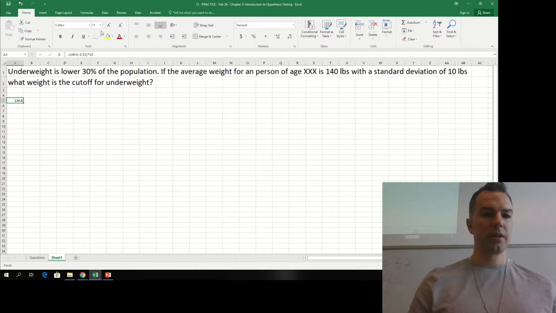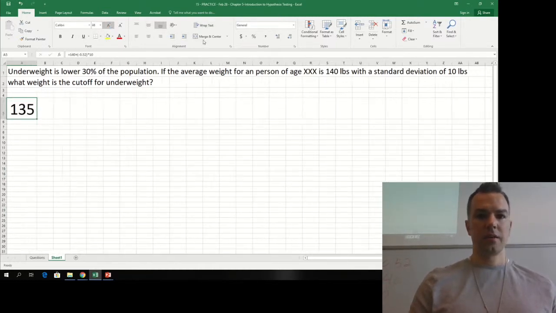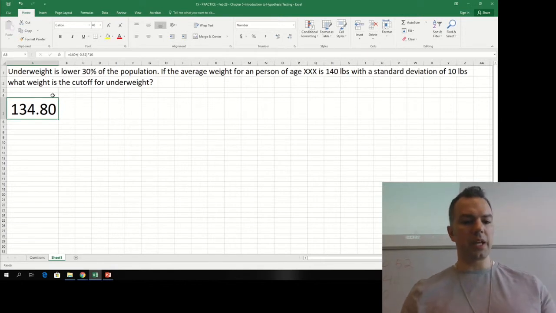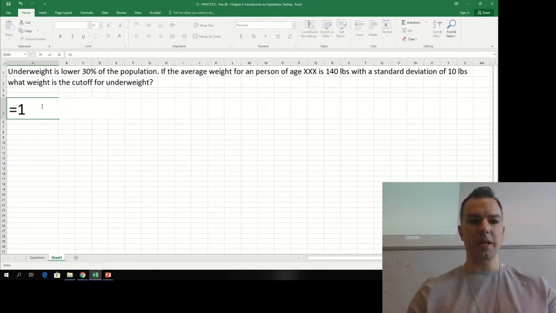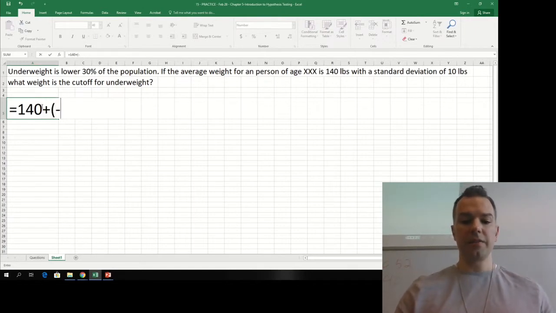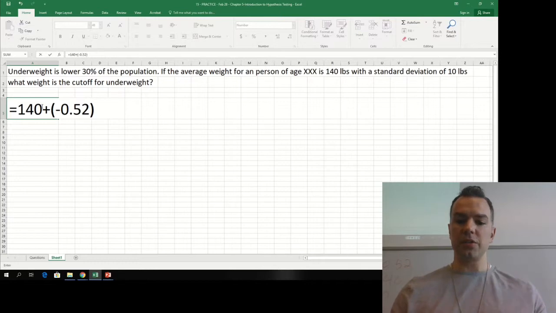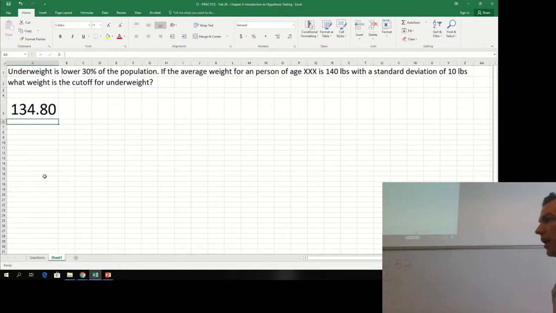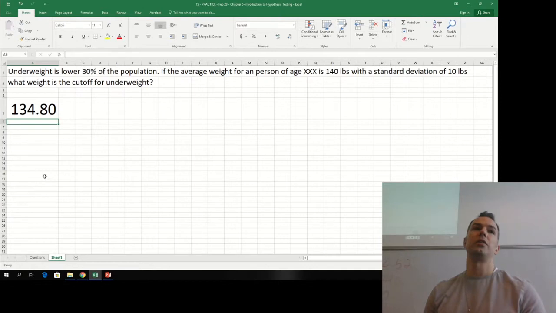Let me zoom in on that. There we go. All right, so once again, let me do that because it was not that big before. So 140 plus negative 0.52, because that was the z-score that we got. All of that multiplied by a standard deviation of 10. And for this age group, if you are 134.8 pounds, you are considered underweight. So that is the cutoff for underweight. That is our final raw score.